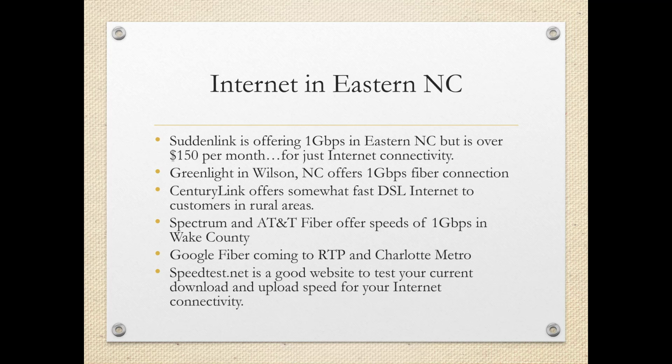Greenlight in Wilson, North Carolina offers a 1 gigabit per second fiber connection straight to your house. CenturyLink offers somewhat fast DSL internet to customers in rural areas. Again, it depends on where you are. Spectrum and AT&T Fiber offer speeds of 1 gigabit per second in Wake County. That's where I'm located. I have Spectrum. I used to live in Rocky Mount. I had Suddenlink and enjoyed them for many years as well.